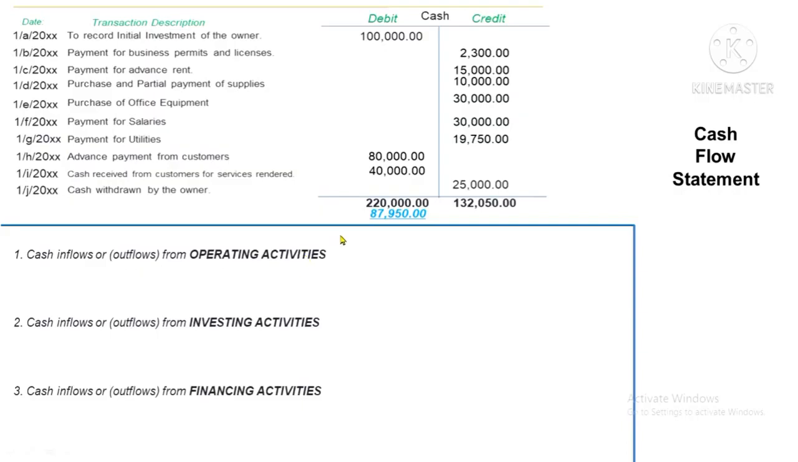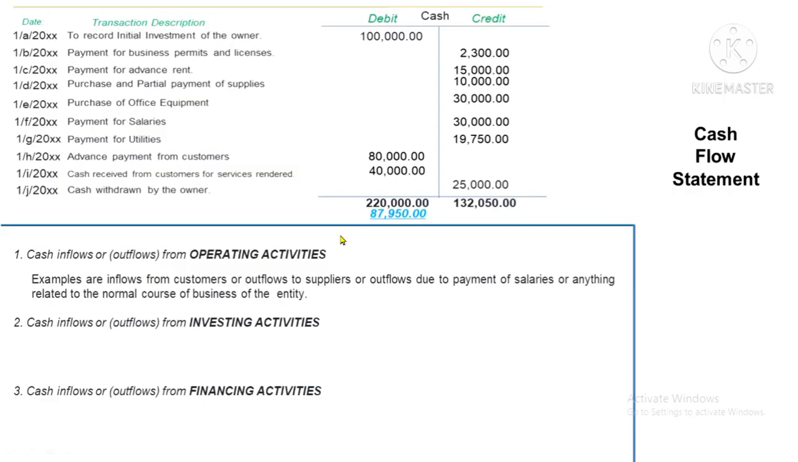Cash flows from operating activities are those cash inflows and outflows related to the normal course of business of the entity. Examples are inflows from customers, outflows to suppliers, or outflows due to payment of salaries of the employees.